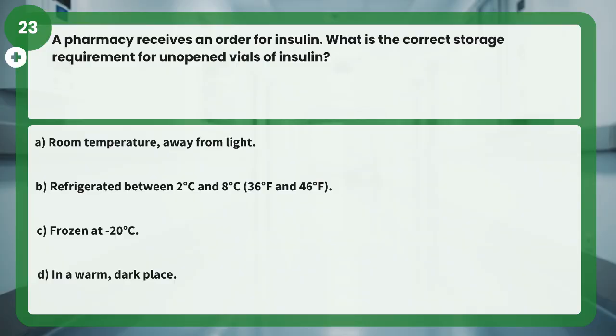Question 23. A pharmacy receives an order for insulin. What is the correct storage requirement for unopened vials of insulin? A. Room temperature, away from light. B. Refrigerated between 2 degrees Celsius and 8 degrees Celsius, 36 degrees F and 46 degrees Fahrenheit. C. Frozen at minus 20 degrees Celsius. D. In a warm, dark place.